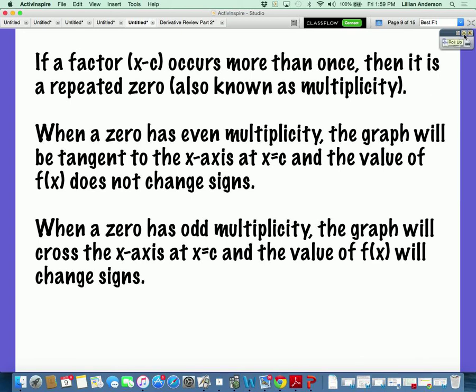Last little bit. If a factor x minus c occurs more than once, then it is called a repeated 0. In quadratics, it's known as a double root, okay? However, for your higher power polynomials, it's called a repeated 0, but it's also known as multiplicity. Now, when a 0 has even multiplicity, the graph will be tangent to the x-axis at that point, and the value of f of x, also known as y, does not change signs. When a 0 has an odd multiplicity, the graph will cross the x-axis at that point, and the value of y will change signs. Okay? So we're going to talk about this a little bit more.